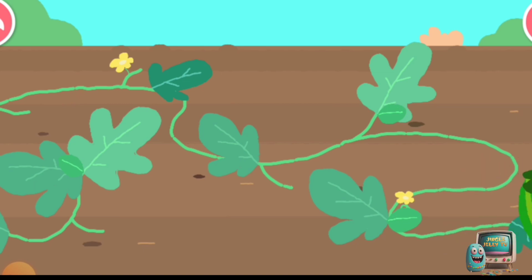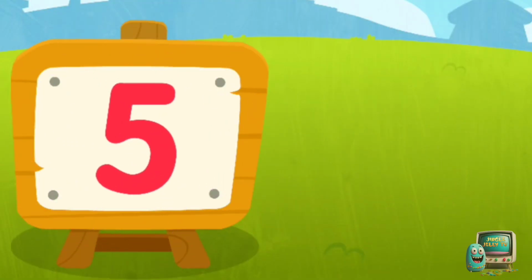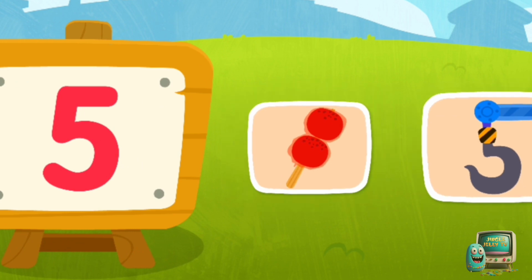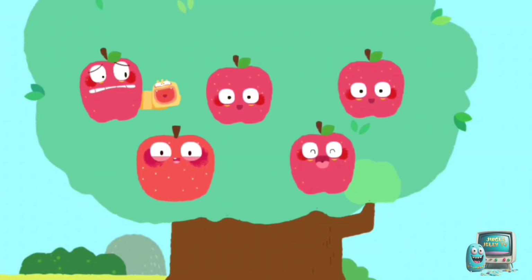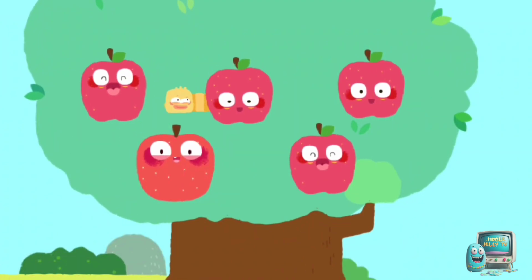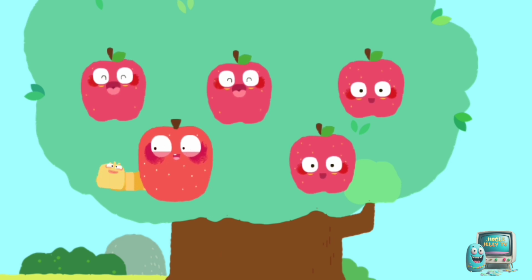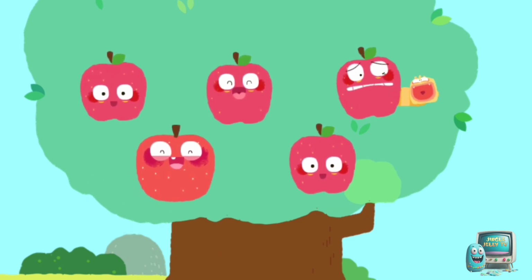Well done. This is our number 5. So, can you find out the number 5 in the picture? Yes, it is the crane head. 1, 2, 3, 4 and 5.